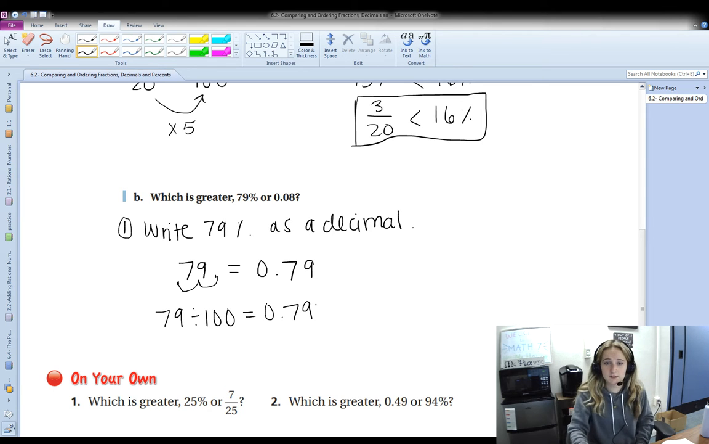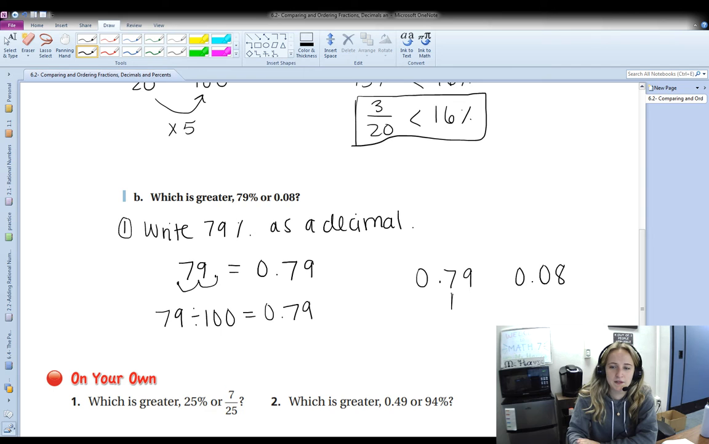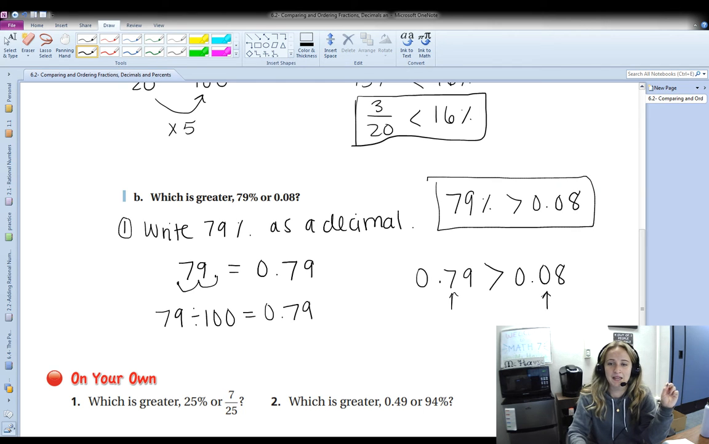So either way works. Now let's compare it. We have 0.79 and we have 0.08. I start by comparing these numbers. Which one's greater? The 7 is greater, so I know this one is going to be a bigger number. And remember, 0.79 started as 79%. So I'm going to write it as 79% is greater than 0.08. And that is my comparison.